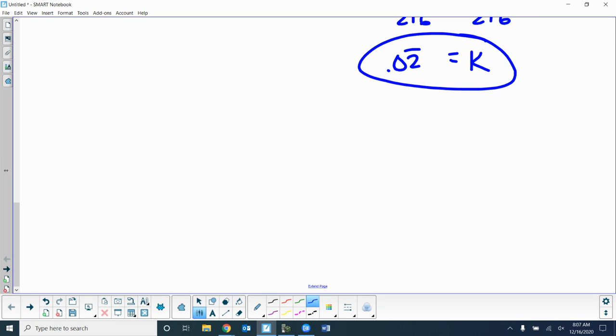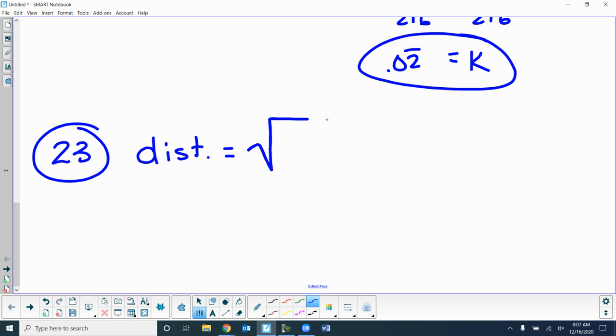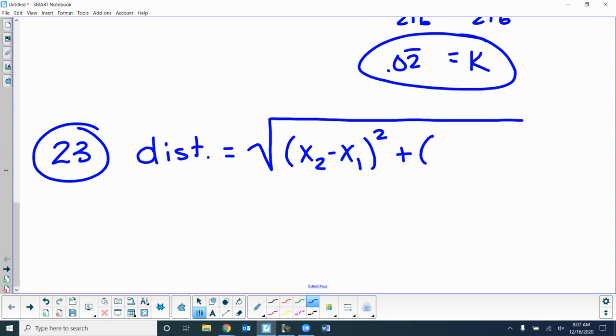Midpoint formula for 23. Oh, distance and midpoint, right? So distance. You probably want to put this on your little note card so you have it. It's x2 minus x1 squared plus y2 minus y1 squared, and take the square root of that answer.